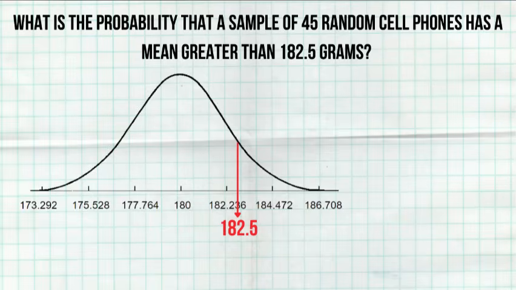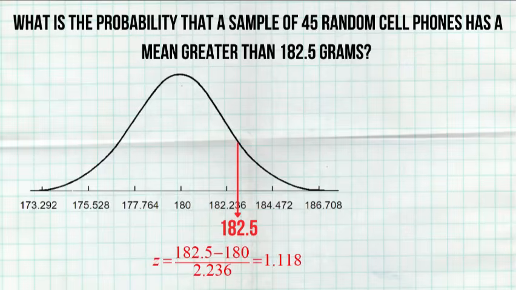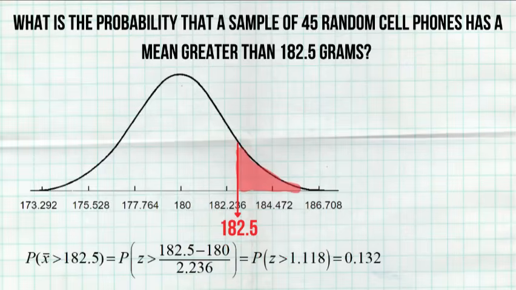So of course, we have to take a look at our model, locate 182.5 grams on our model, but then we have to find the z-score for 182.5 grams. And then once we have that z-score, we could use normal CDF on our calculator. We could use z-tables to find the probability or the proportion above it. So the probability that any sample mean is greater than 182.5 is the same thing as asking about the probability that a z-score is greater than 1.118.